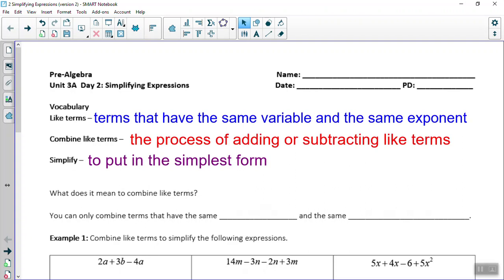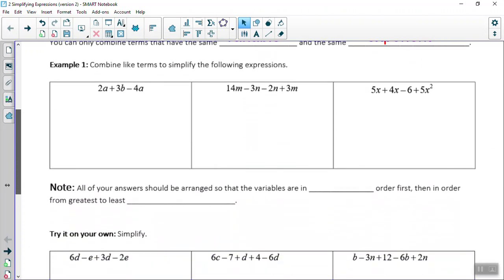So what does it mean to combine like terms? Well, you can only combine terms that have the same variable and the same exponent. So let's take a look at these examples down here.